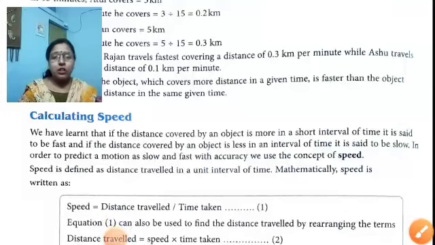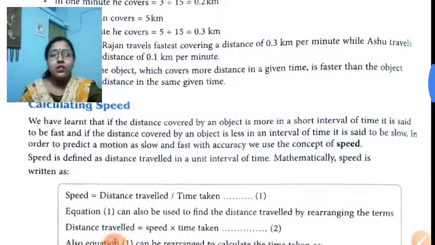Students, today we will study how to calculate speed. As you all know, speed is equal to distance traveled per unit time. So speed is defined as distance traveled per unit time.